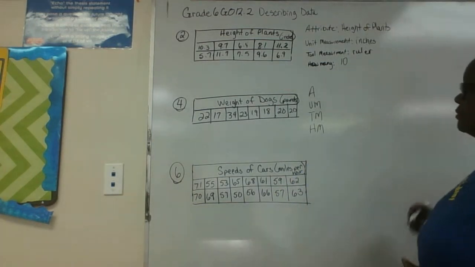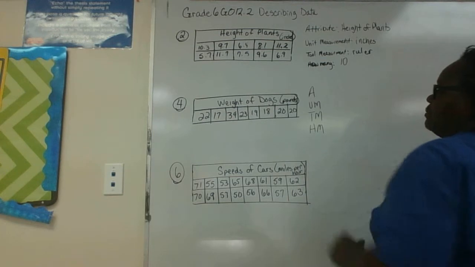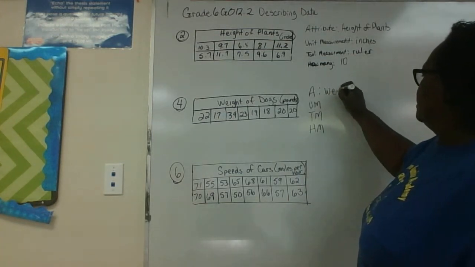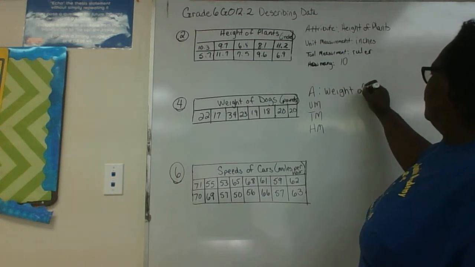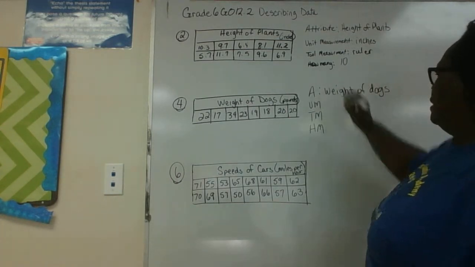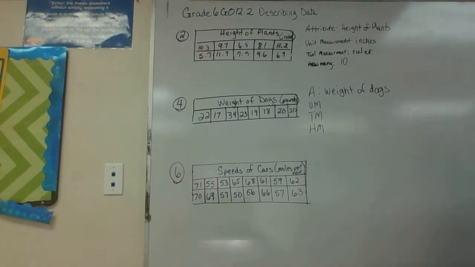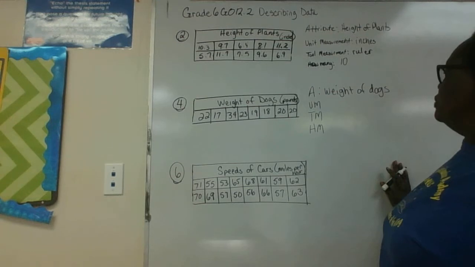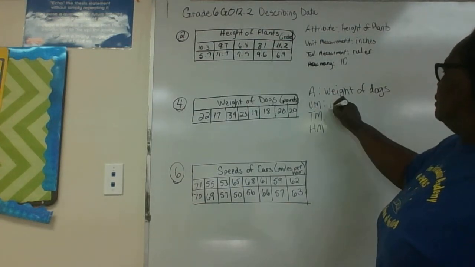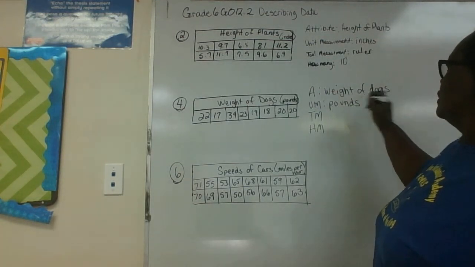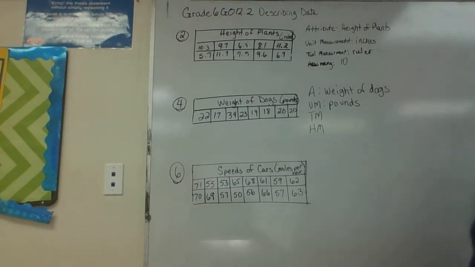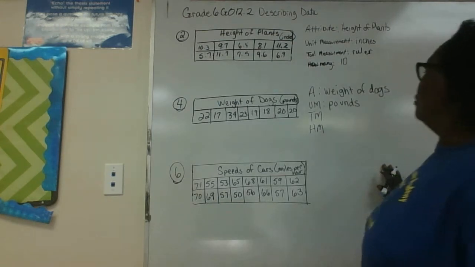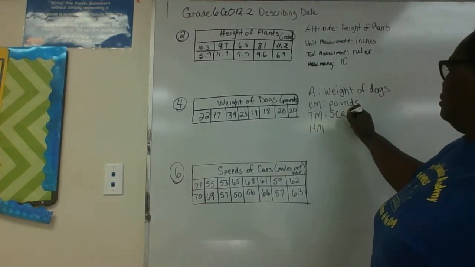Okay, so let's take a look. Here, the graph is about what? The weight of dogs. So that's the attribute: weight of dogs. That's what we're talking about. Now, exactly what are we talking about when we say weight of dogs? Then we're talking about the pounds of the dog. That's the unit of measure. If we got pounds of the dog, how do we get the pounds of the dog? We use a scale.